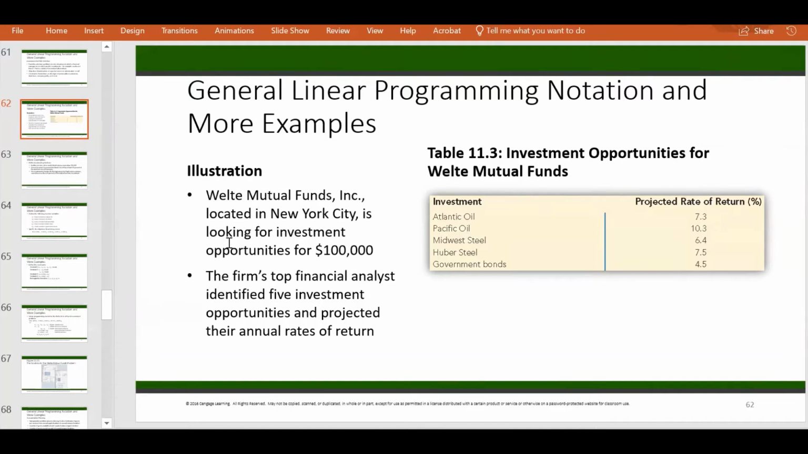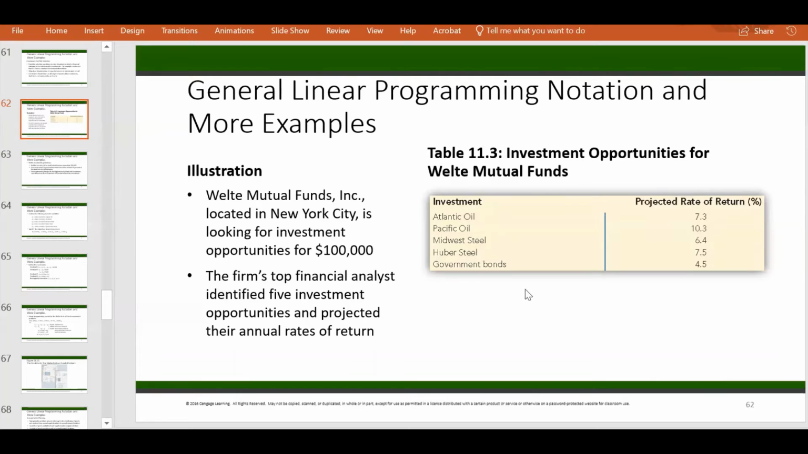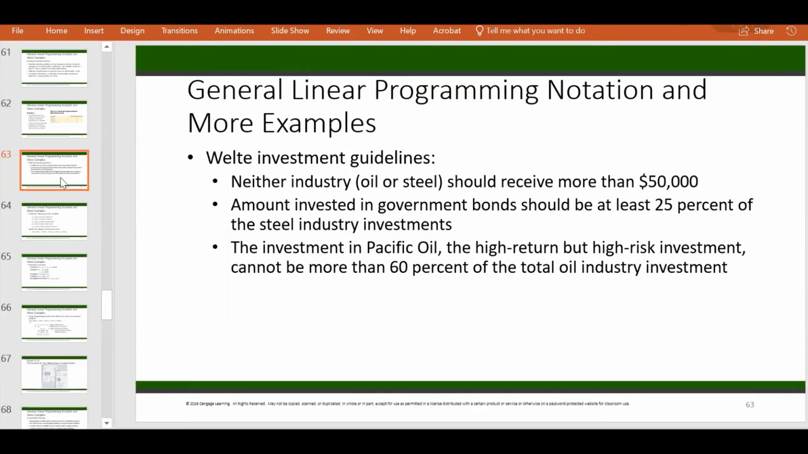Same thing for steel: the collective amount of money that you put on steel, either Midwest or Harbor, should not be greater than 50,000. Amount invested in government bonds should be at least 25% of the steel industry investment. So the amount that you put on government bonds should be greater than or equal to 25% of the collective amount that you put on the steel industry, because two shares are coming from you.